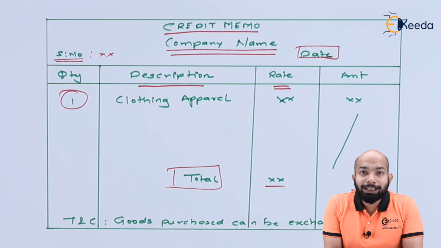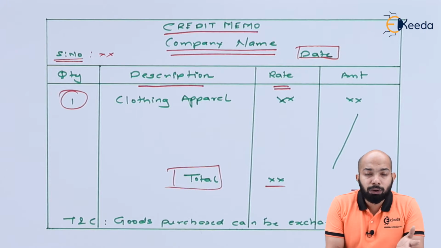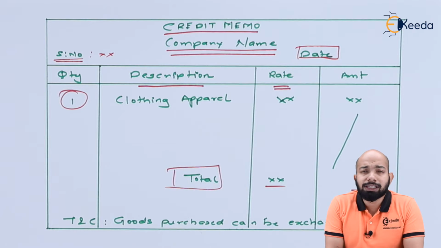Apart from that, terms and conditions will be a part of this, which will be mentioned at the bottom of the memo, which says that goods can be exchanged within 15 days after purchase. Any such term and condition which the company deems the correct policy can be mentioned. Some companies might have 15 days policies, some might have 4 days policies, some might have 7 days policies. So these policies of exchange can be mentioned down while the memo is being issued to the customer.